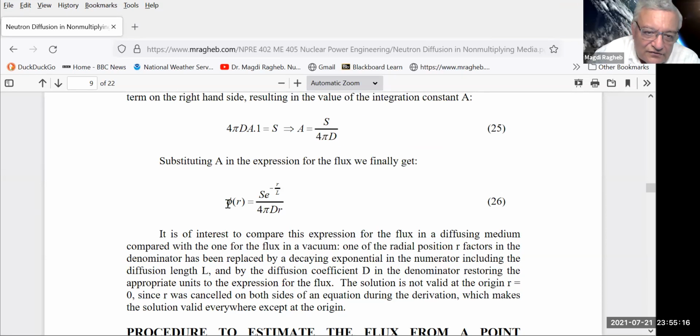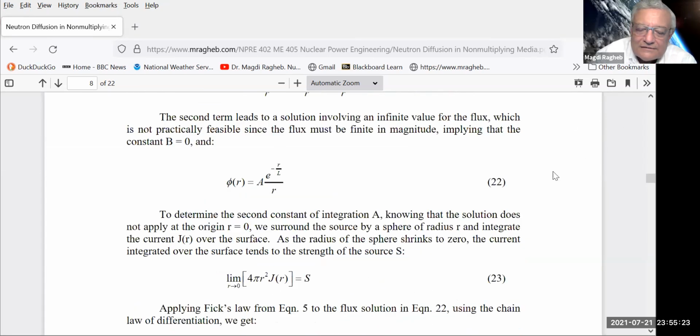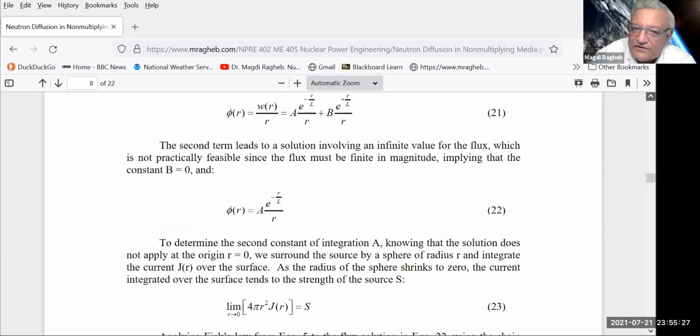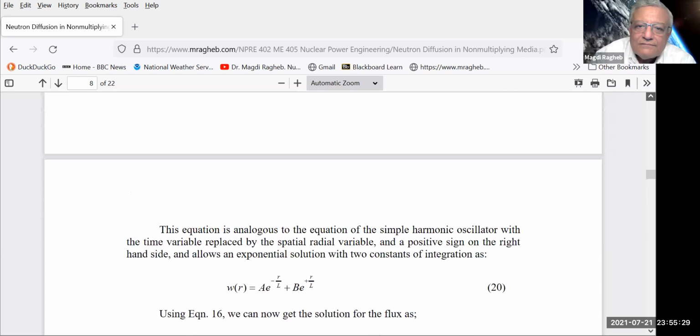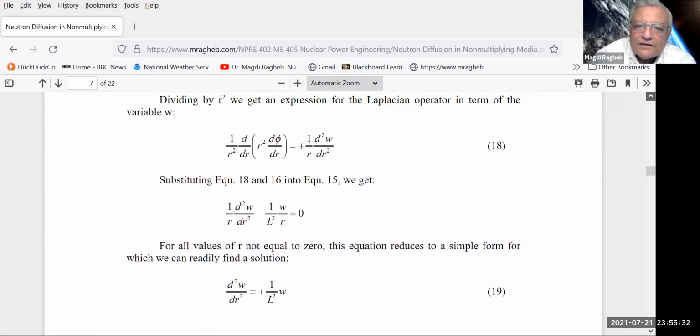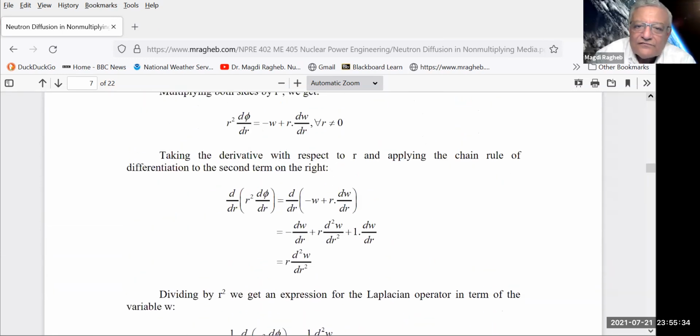Now notice here that the current is not going to be equal to the flux. The current will follow Fick's law. So the current would be minus D, the gradient of the flux.